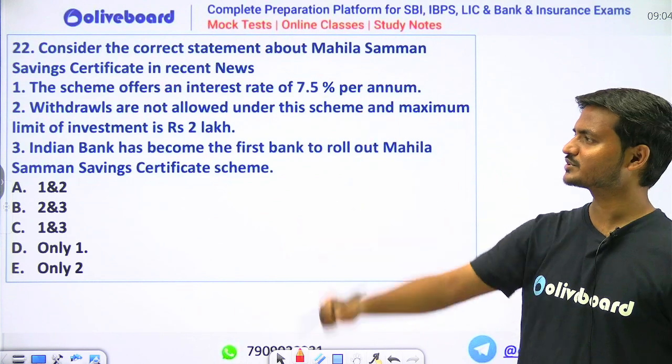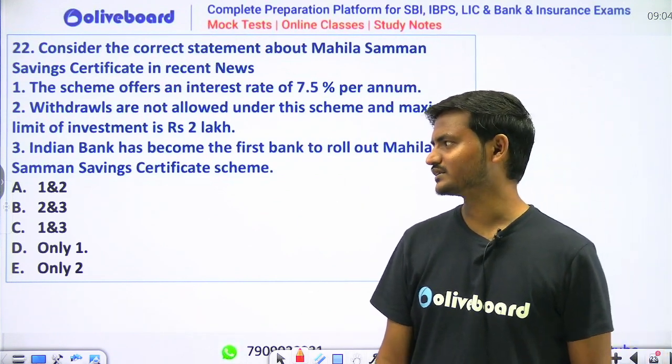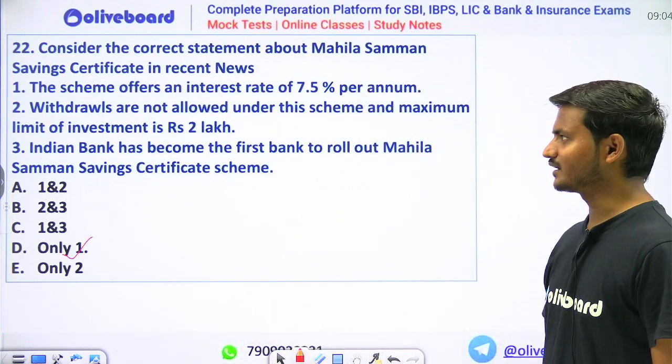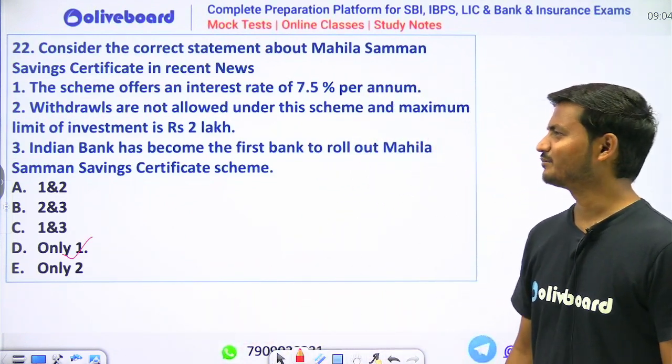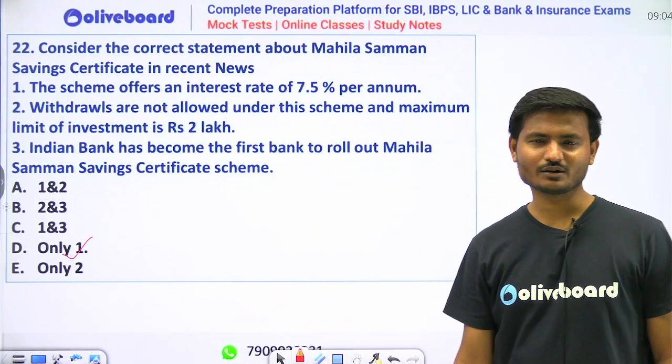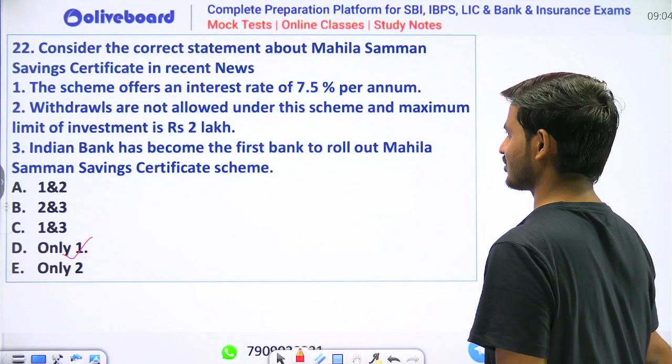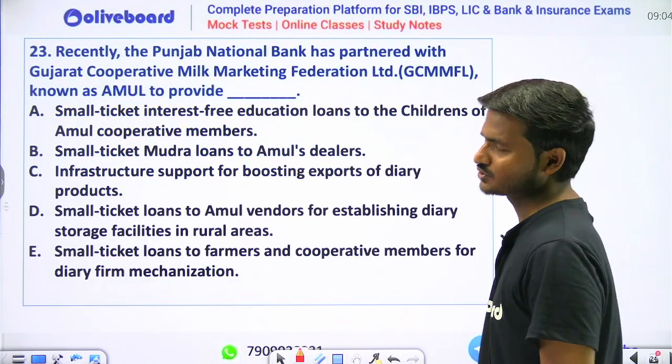We are left with two options, that is 1 and 2, or 1, that is A, or D. Here the answer is only 1. Why? Because again it's a number game. Withdrawal limit, date limit, target limit, these are generally wrong. So D. Now question number 23.